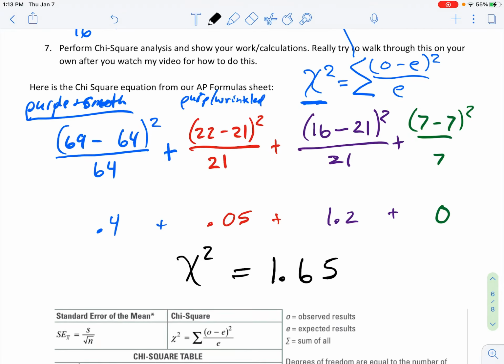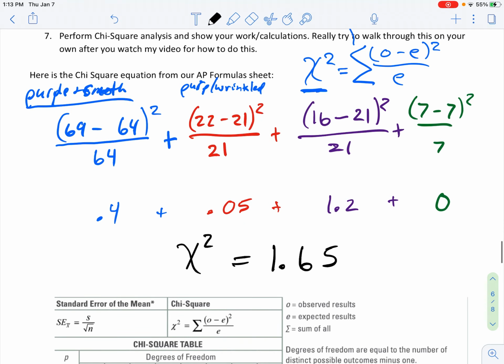Okay, so I hope you're able to calculate those out. I did. I paused the video and I'm back now. I wanted to take my time calculating and make sure I didn't make any mistakes. So for instance, purple and smooth: 69 minus 64 is 5, squared is 25, divided by 64 is 0.4.